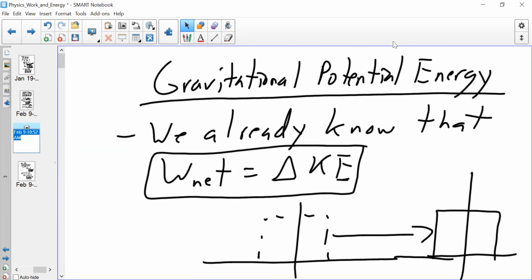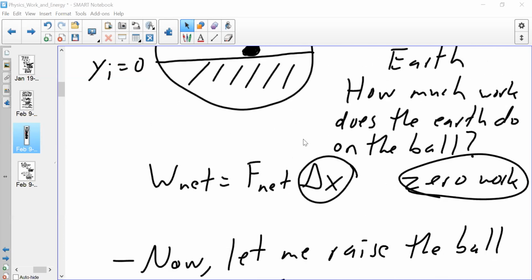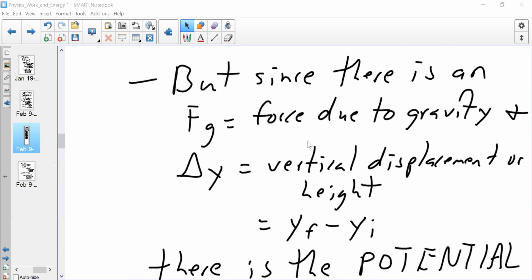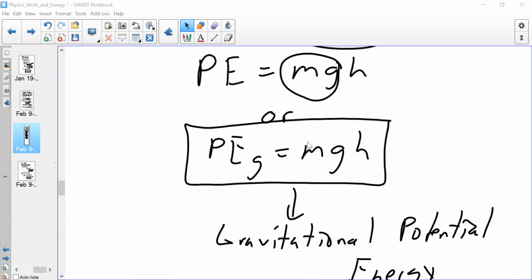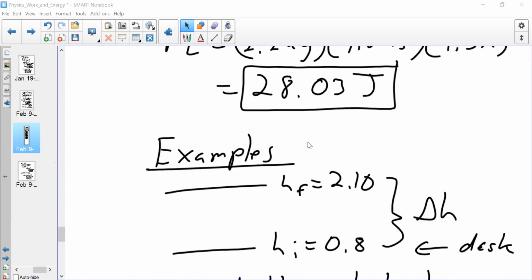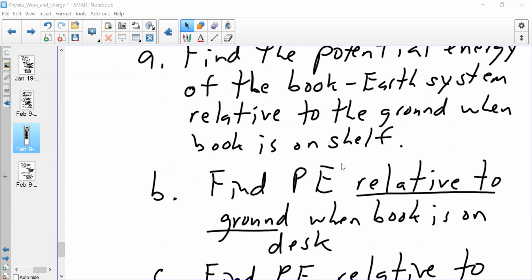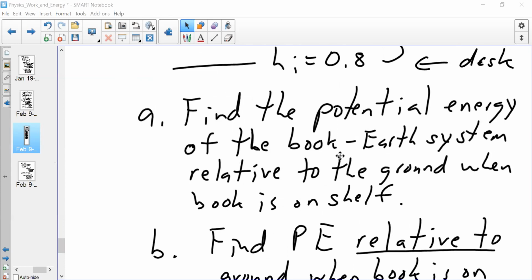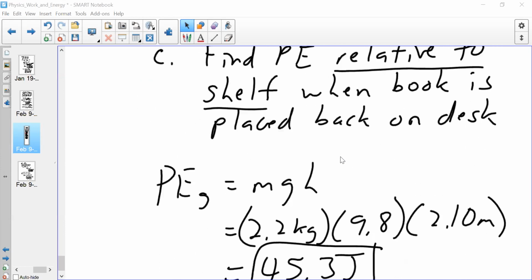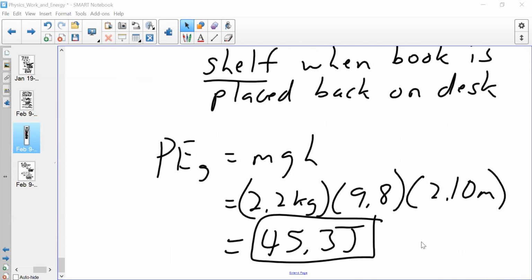Mr. Kelly, can you go to A? I didn't get A. Oh, okay. The example there. It was at the end. Yeah, the answer. So that is 45.3, because we're going all the way from the ground up to the shelf. Thank you.